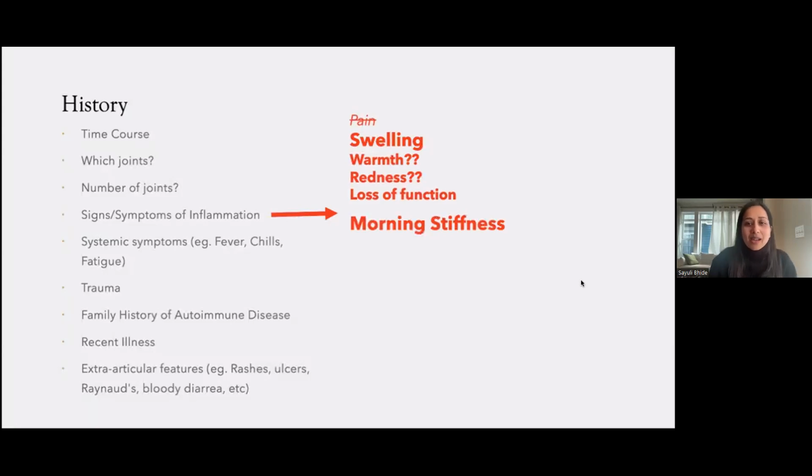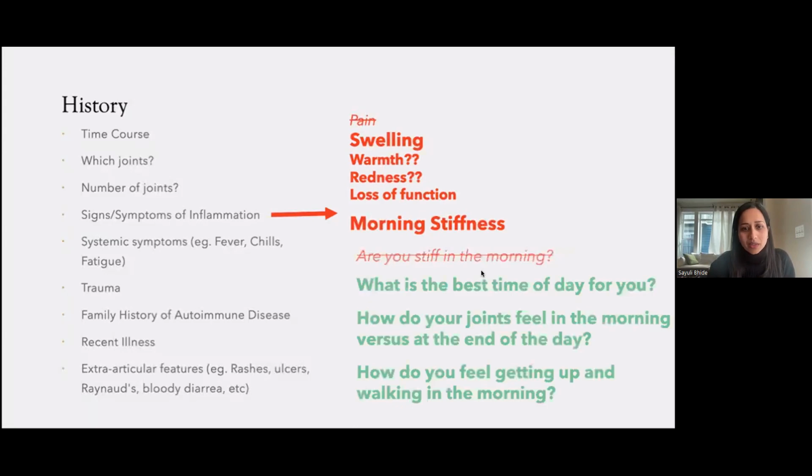I was thinking, when I came up with this talk, about how you ask the question of morning stiffness. Because if you ask your patient, are you stiff in the morning? Of course, they're going to say yes, because it doesn't feel good to wake up with pain and then have to start your day. So I actually asked some of my rheumatology mentors what is a good way to ask this question. And what they suggested are really open-ended questions like, what is the best time of day for you? How do your joints feel in the morning versus at the end of the day? And how do you feel getting up and walking in the morning? And then see what the patient says.